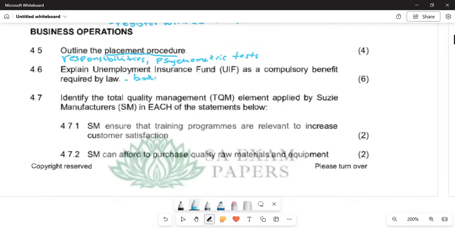Both the employers must pay. Let me say.